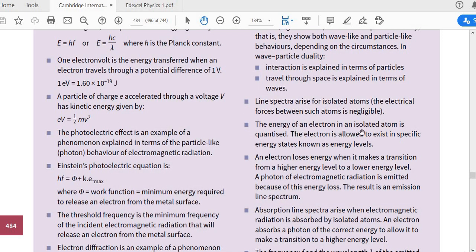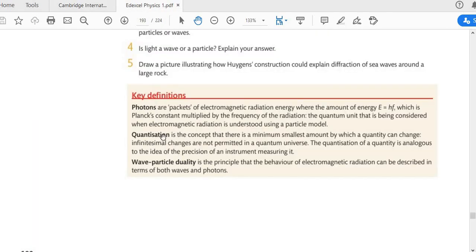The energy of an electron in an isolated atom is quantized. The electron is allowed to exist in specific energy states known as energy levels. I explained a bit of this in the beginning. We can also see the definitions here. These definitions are very important. Quantization is the concept that there is a minimum smallest amount by which a quantity can change. Infinitesimal changes are not permitted in a quantum universe. The quantization of a quantity is analogous to the idea of precision of an instrument measuring it. Wave-particle duality is the principle that the behavior of electromagnetic radiation can be described in terms of both waves and photons.